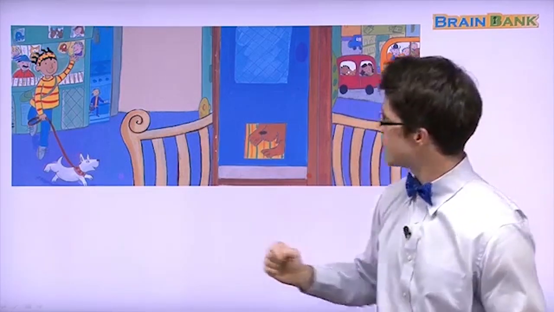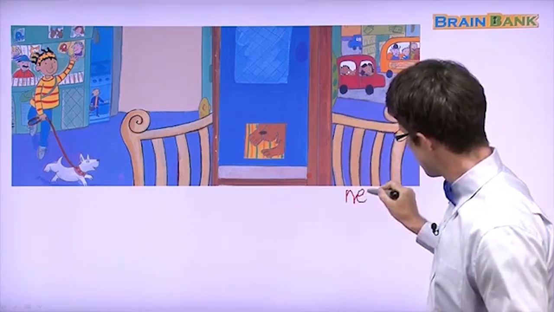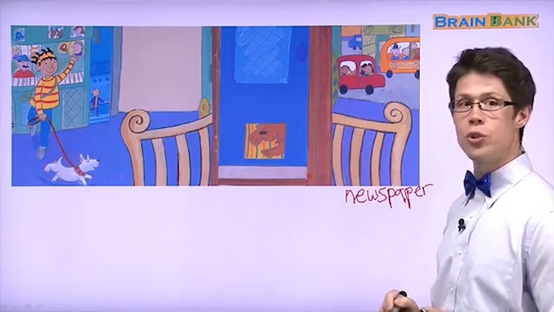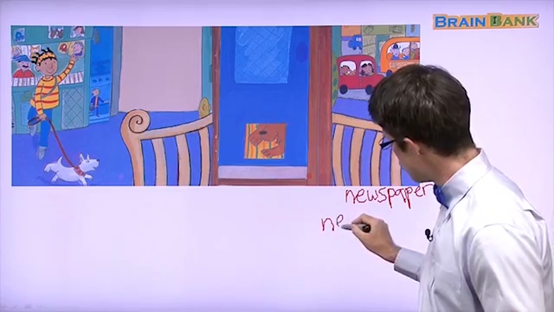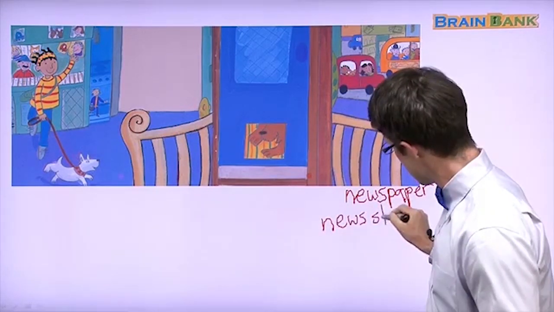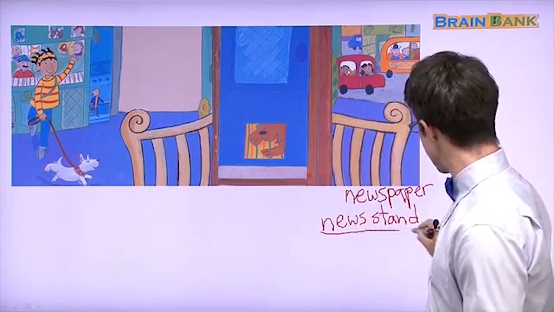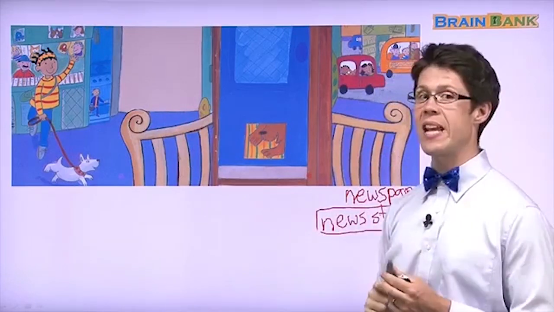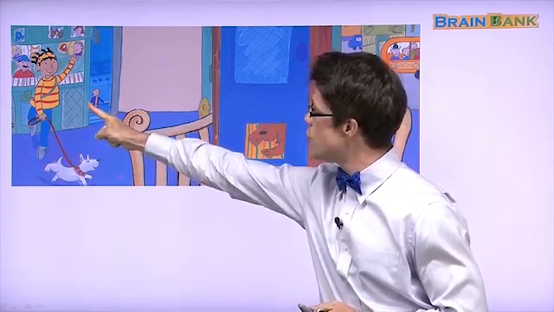And look at this. 잡지하고 신문 많아요. Okay? 신문은 newspaper. Newspaper. 신문 사는 곳은 이렇게 해요. Newsstand. Okay? 이것은 newsstand. This neighborhood has a bus, and this neighborhood has a newsstand.